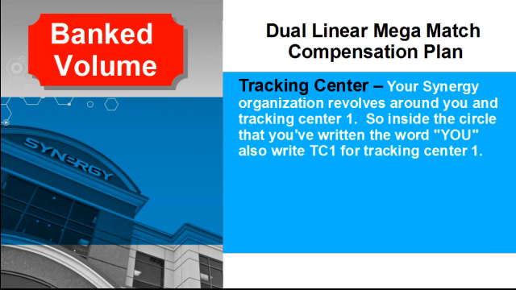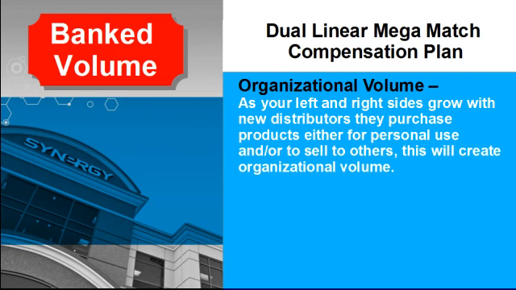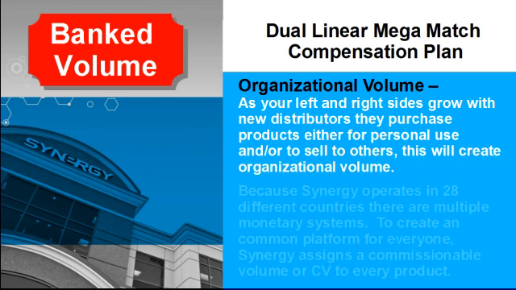Now let's understand some terminology. Tracking center. Your Synergy organization revolves around you and Tracking Center 1. So inside the circle that you've written the word U, also write TC1 for Tracking Center 1. Organizational volume. As your left and right sides grow, with new distributors, they purchase products either for personal use or to sell to others. This will create organizational volume.